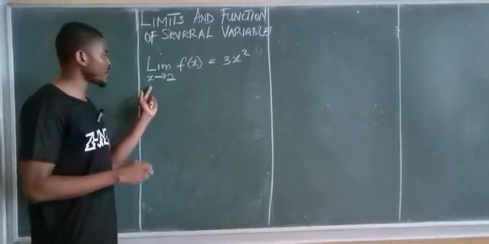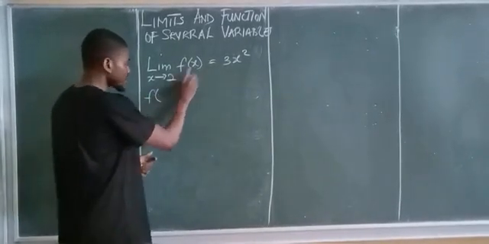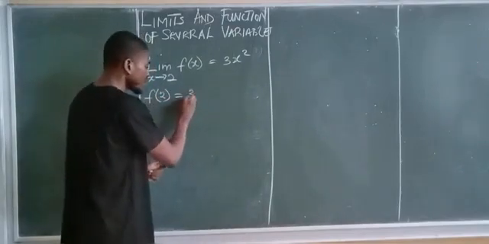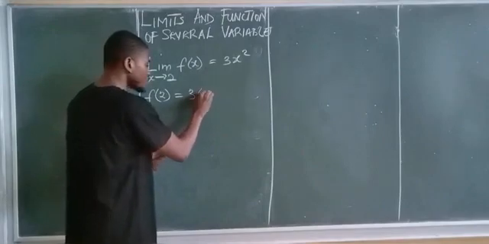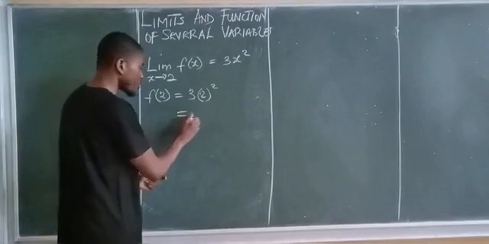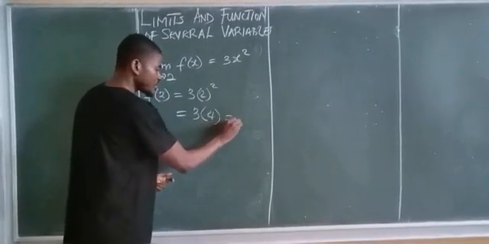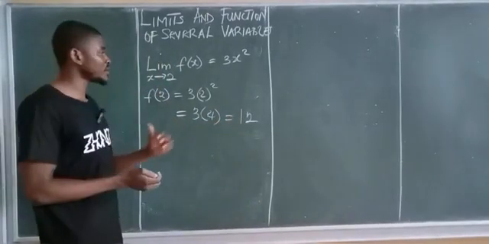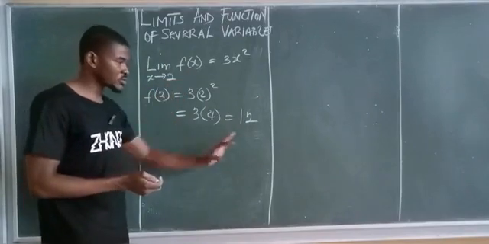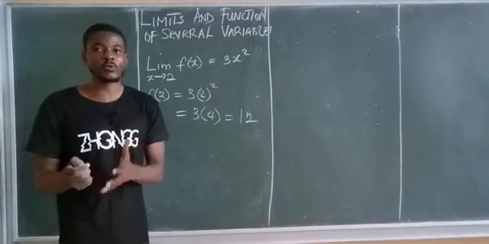So if I'm putting the value of x as 2, it simply means here I'm going to have f of 2, and that's simply equal to 3 into, in place of x we now have 2, all squared, because x here is squared. So 3 into 2 squared, which is 4, gives us 12. So the limit as x tends to 2 of this function is simply 12. That gives us the behavior of the limit at that given point x equal to 2.